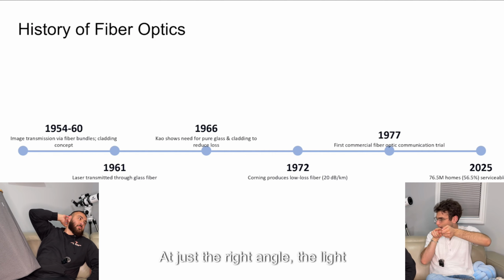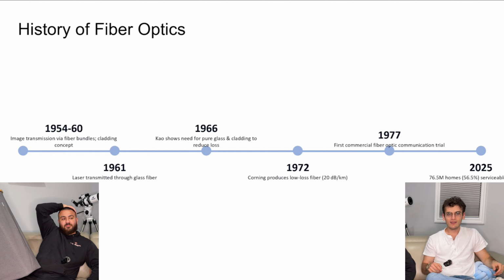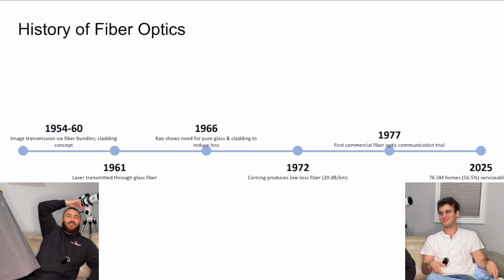The light bends at the angle and goes down. That's awesome. It doesn't pierce out. And they were like, whoa, this is going to be so cool when we have Morse code part 2.